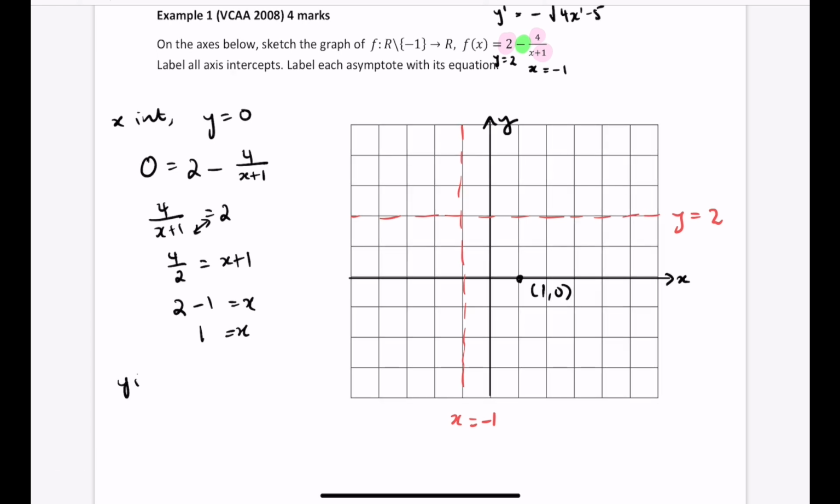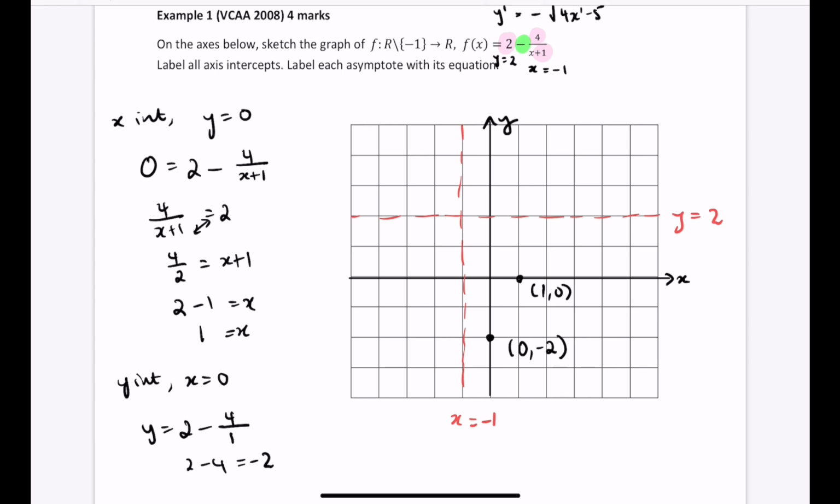And then for our y-intercept, we're going to make x equal to 0. So that'll be y equals 2 minus 4 on 0 plus 1, which is just 1. So that'll be 2 minus 4, which is -2. So that's how we can see the dilation from that -2 there. And then all we simply need to do is draw in our hyperbola.